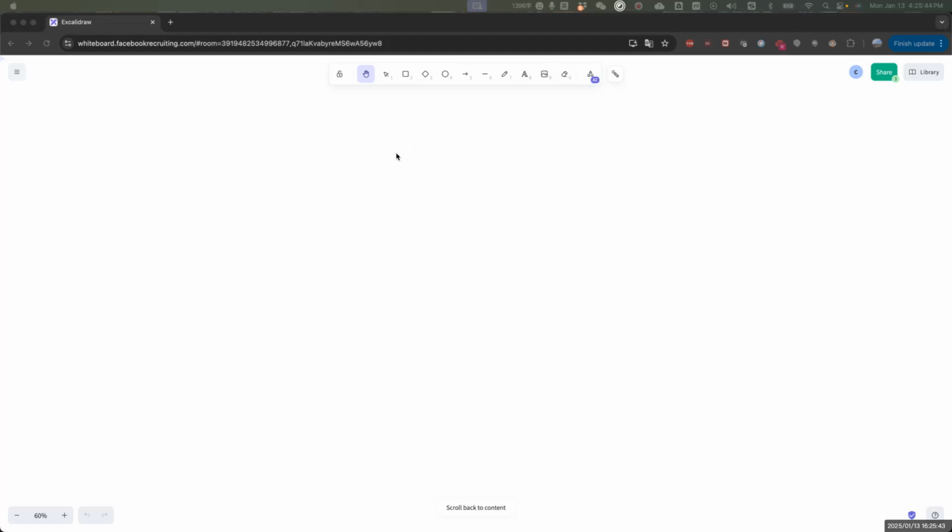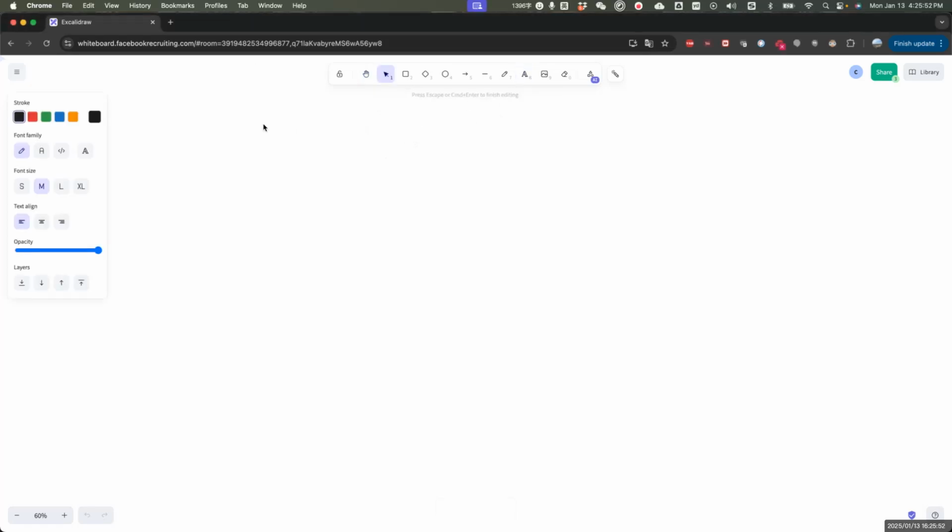Okay, today let's talk about system design on Uber. So let me quickly write down the requirements over here. Design Uber. Make it bigger.